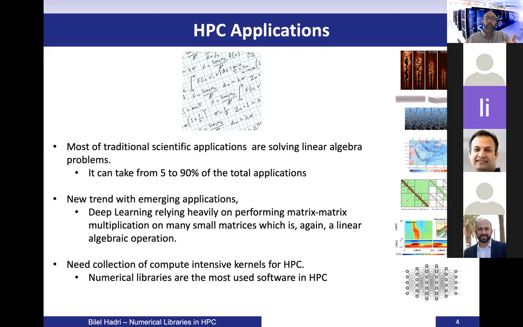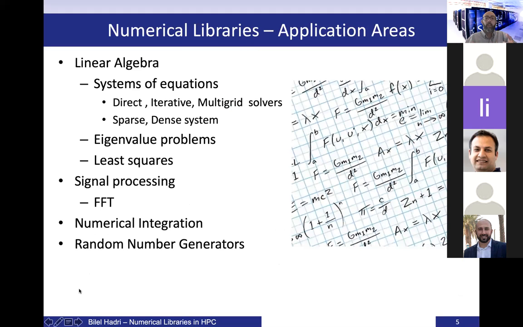That's why you have numerical libraries. You can use them for different systems of equations, for direct, iterative, and multigrid solvers, for sparse and dense systems, for eigenvalue problems, especially for people who like doing SVDs, least squares, or if you are doing signal processing, you do FFTs. Or you are trying to do a random number generator.